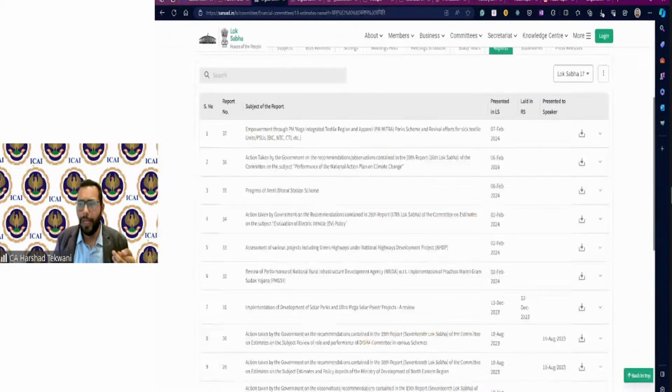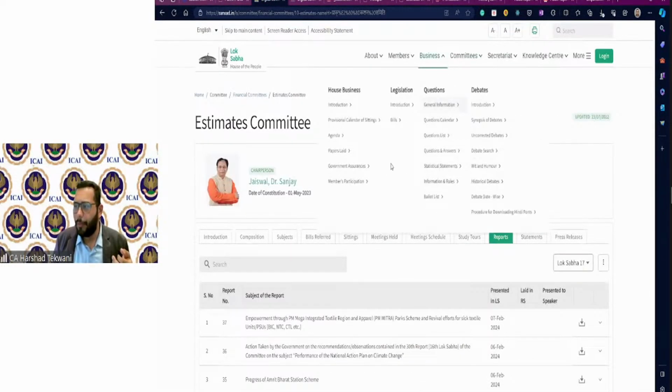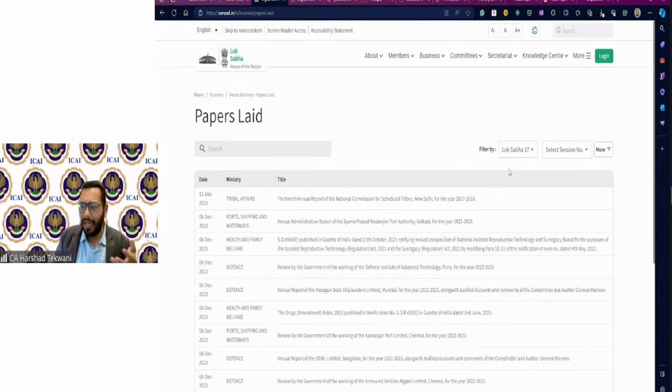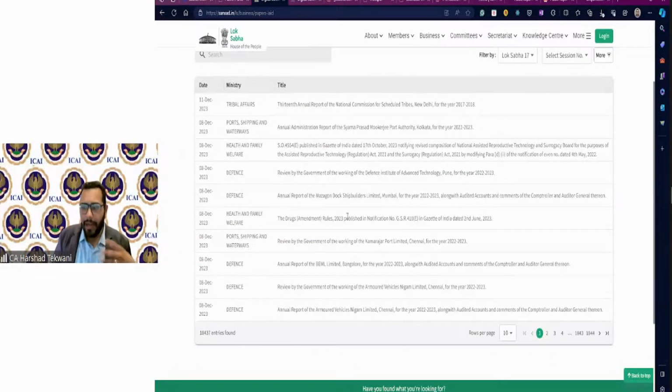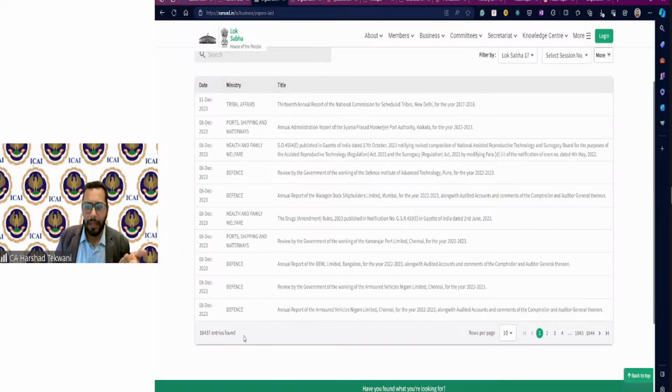I'll just show you quickly. For example, business reports to be laid. These are the papers which are generally laid in Parliament. This is how the Lok Sabha one looks. And if you see the annual report of this particular company, it's laid in the Parliament. The annual report of this particular company, along with the audited accounts and comments of the CAG thereon. So these are the papers laid in the Parliament.